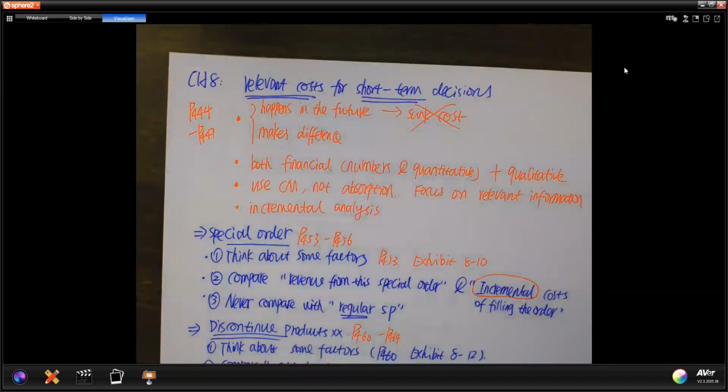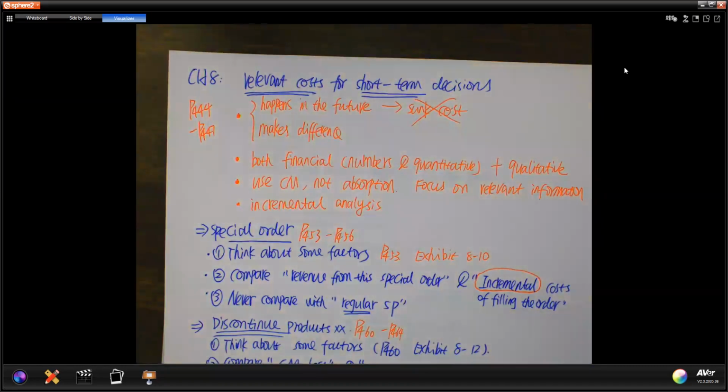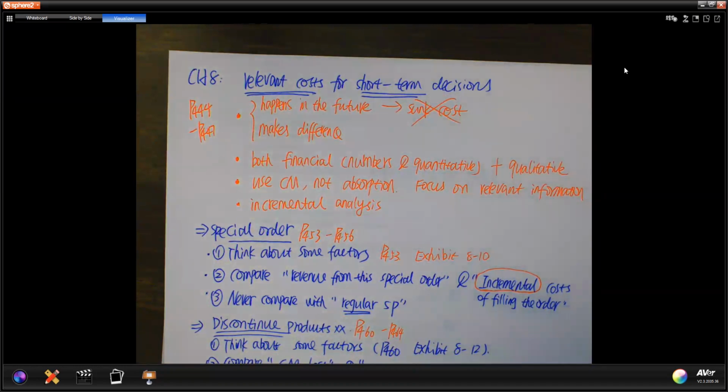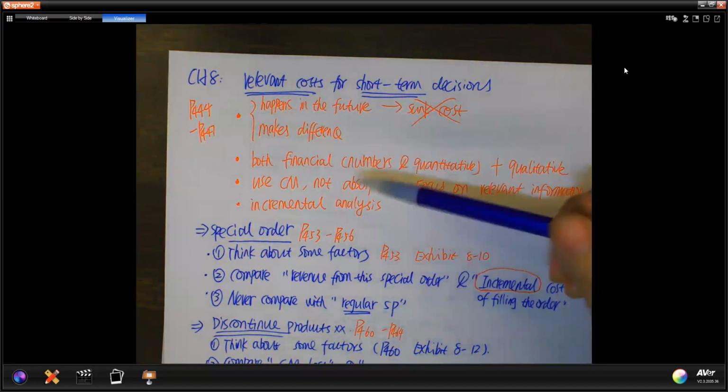I already did my notes. I just go through my notes directly as I say. For each chapter, I left a blank page for you to do your notes. I want to share my notes with you. Chapter 8 is talking about relevant information and short-term decision making. So we talk about just a one-time special order, just 1 year, something like that, short-term.